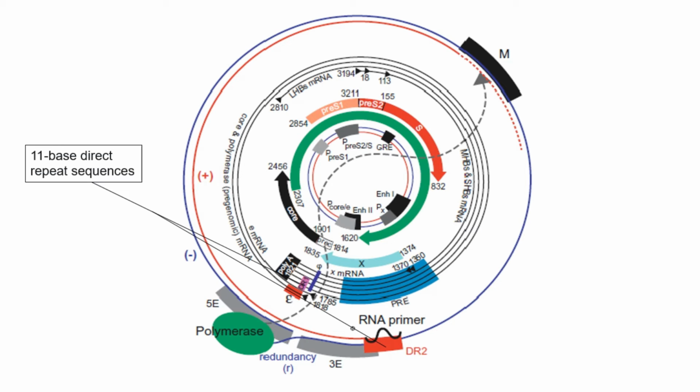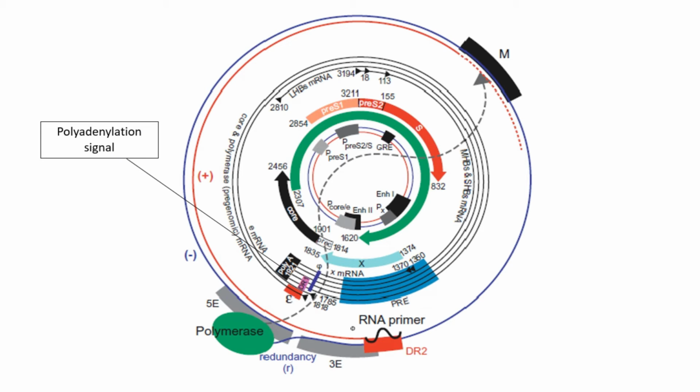DR1 and DR2 are 11-base direct repeat sequences which are regulatory elements of the HBV genome. DR1 can be found in the HBV RNA, while DR2 is found in the negative sense strand DNA of HBV. These direct repeat sequences help the virus integrate into another DNA. The polyadenylation signal is important in the synthesis of mRNA. It is considered a regulatory element found in the HBV mRNA.